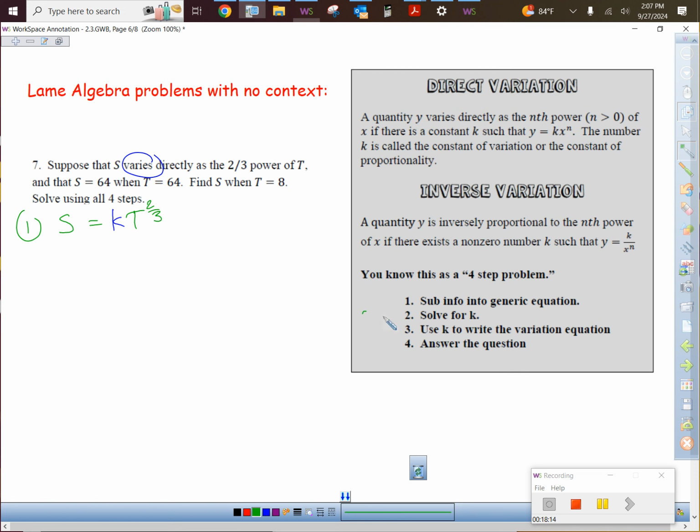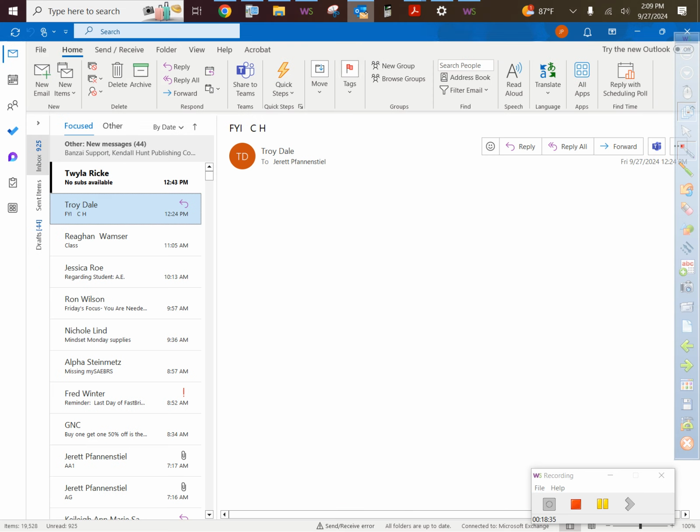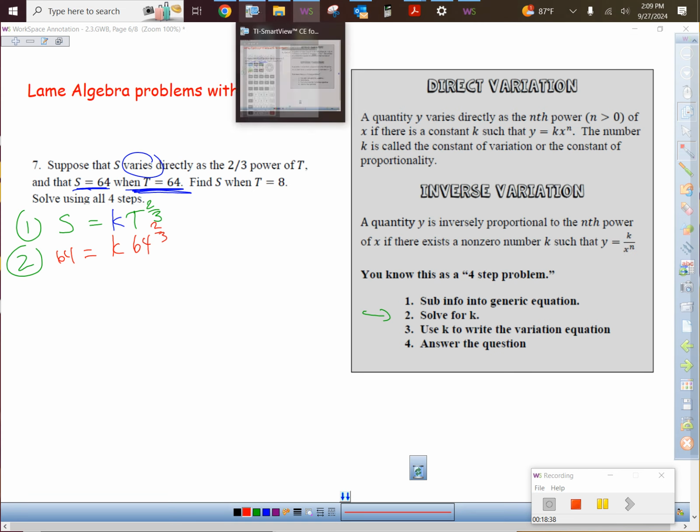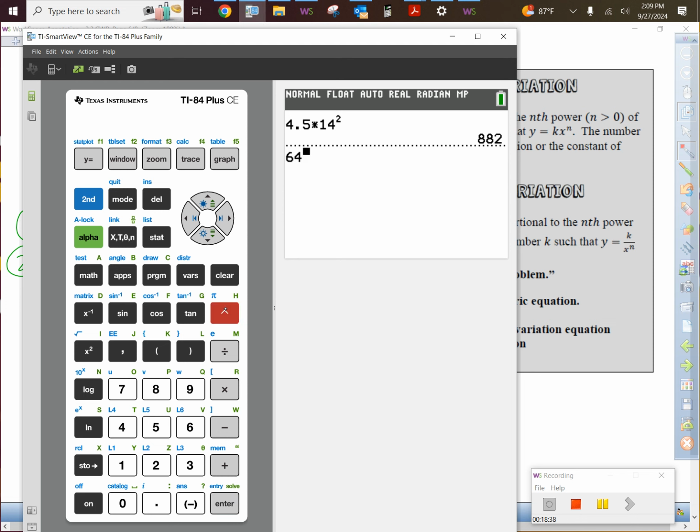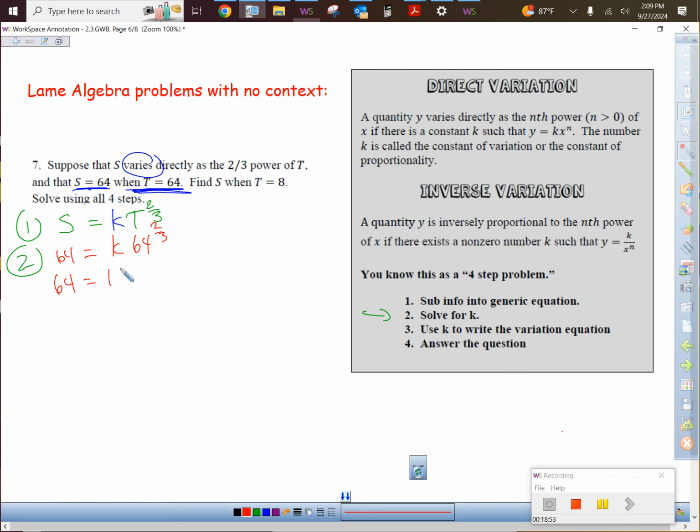Then, step 2, let's sub in some data and solve for K. They say when S is 64, T is 64. Are you with me on where this data is? They gave it to me. S is 64 when T is 64. So awesome. S is 64. I'm going to put 64 in for T. And I don't need you to do any non-calculator stuff, even though back in the day you totally could do 64 to the 2/3 power without a calculator. What does 64 to the 2/3 turn out to be? 16, right? So 64 equals 16K. And now let's solve that guy for K.